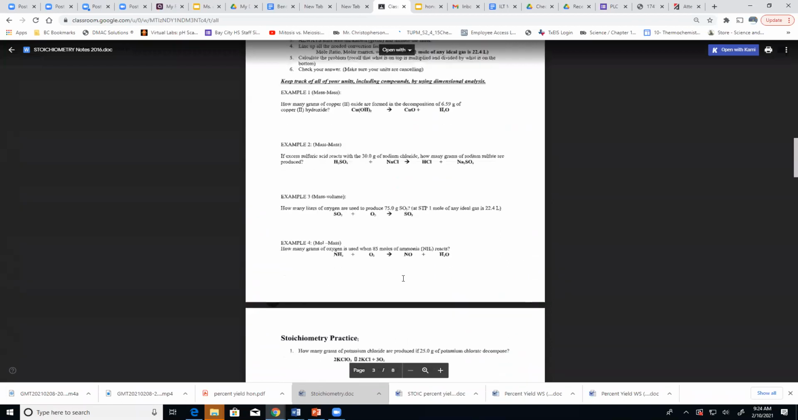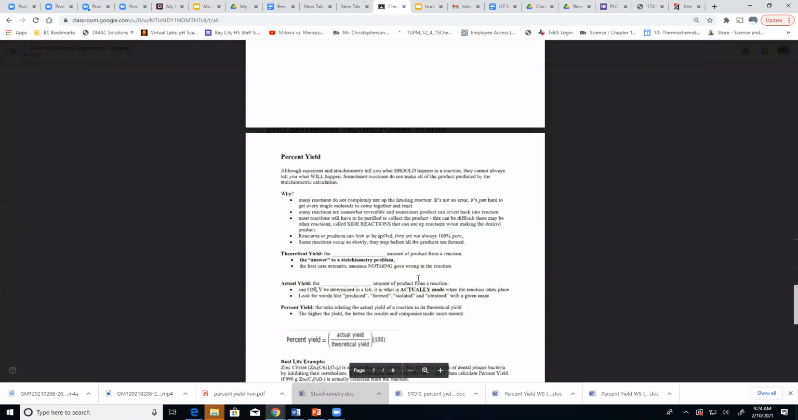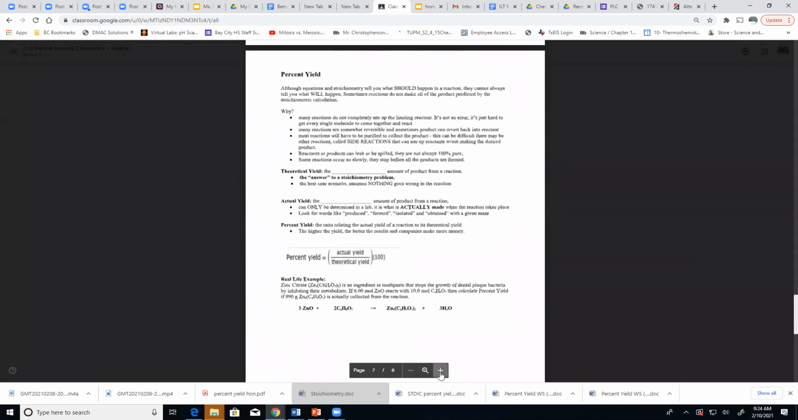All righty. Limiting reactant, we got rid of that. All right, so we're doing percent yield.